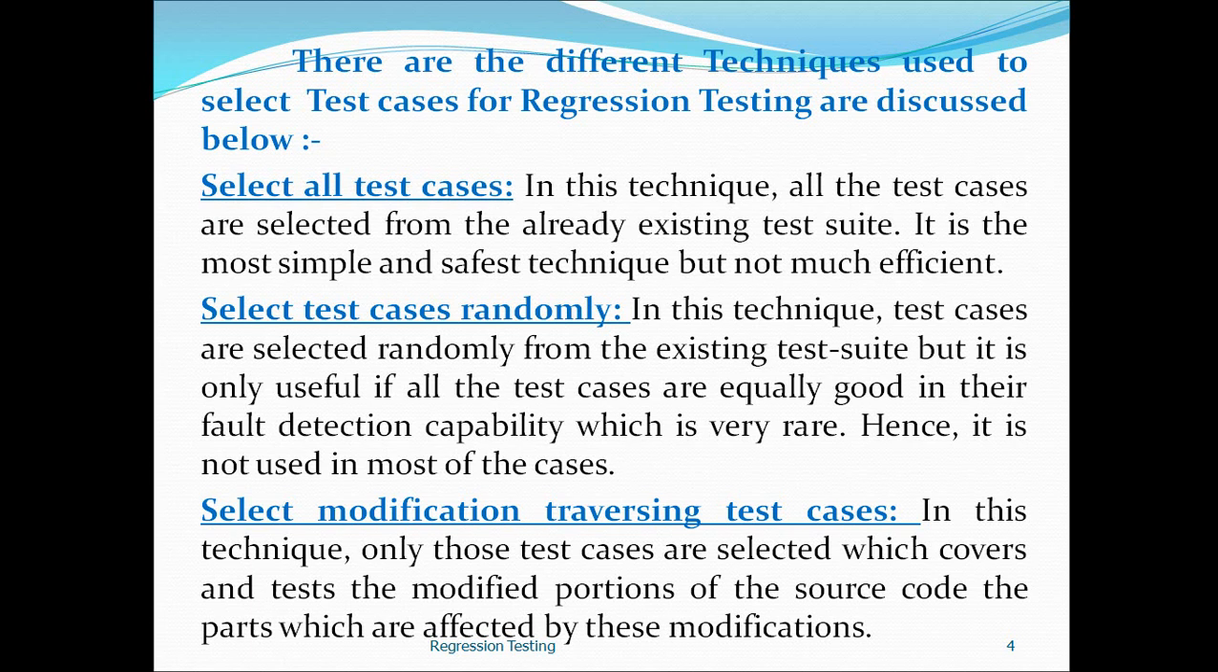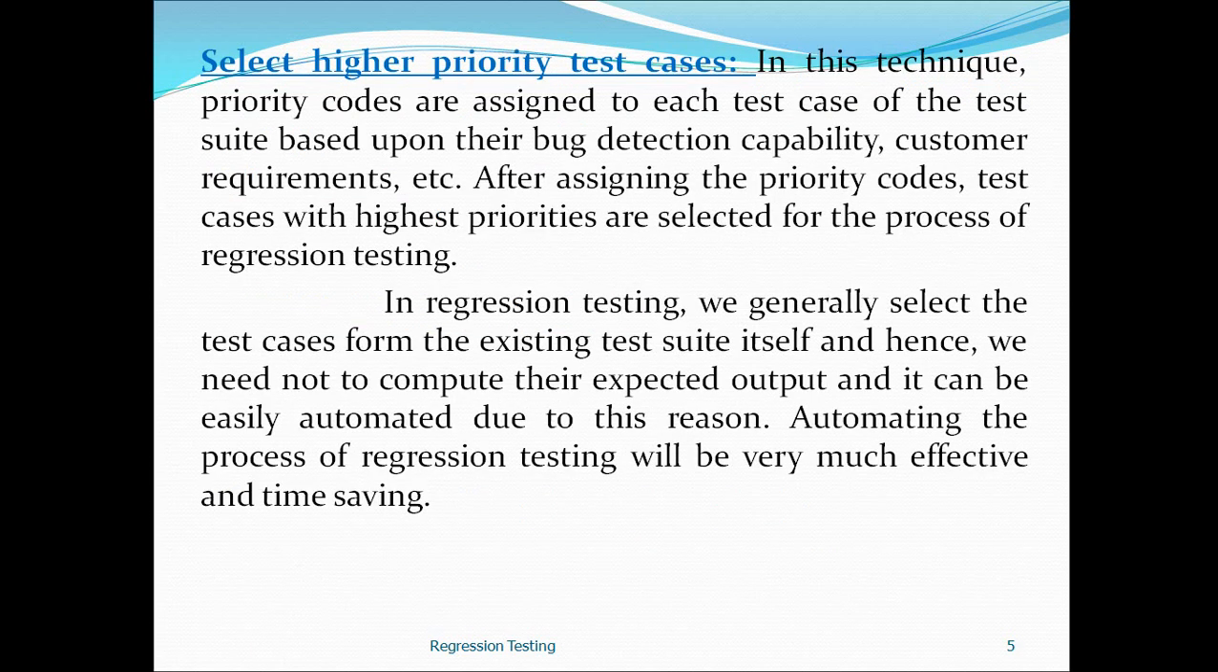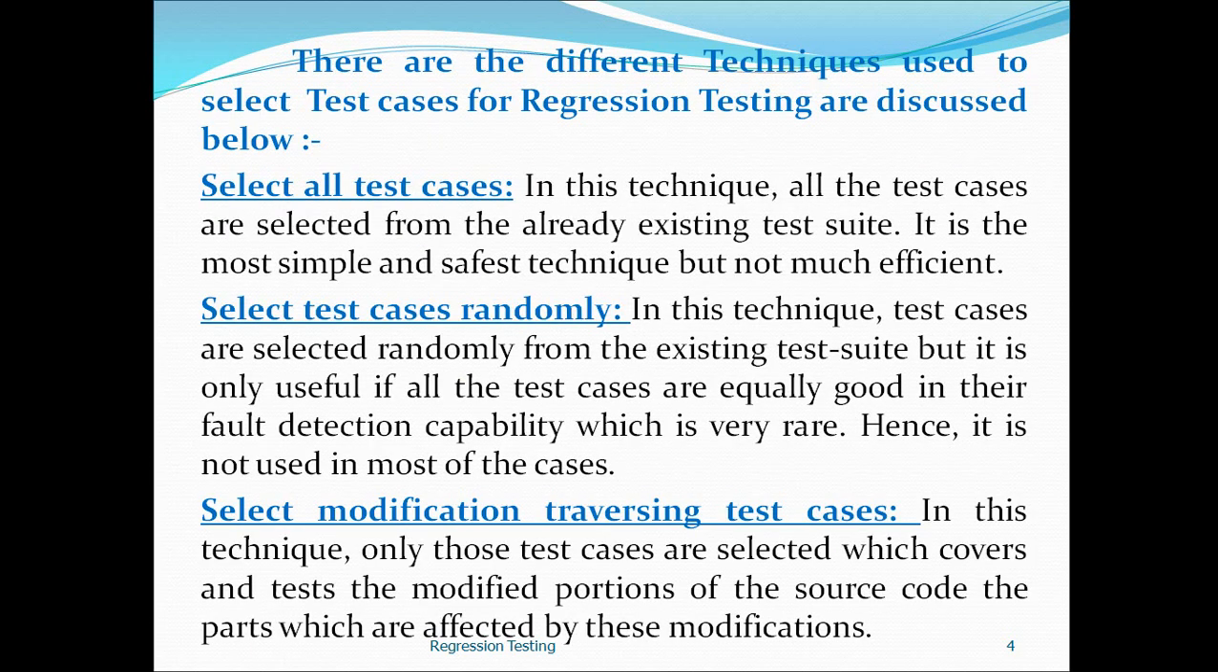The last one is select modification traversing test cases. In this technique, only those test cases are selected which cover and test the modified portions of the source code, the parts which are affected by these modifications. Here, the portion of the system that is affected by this change is selected.